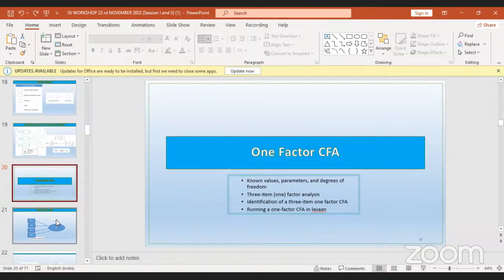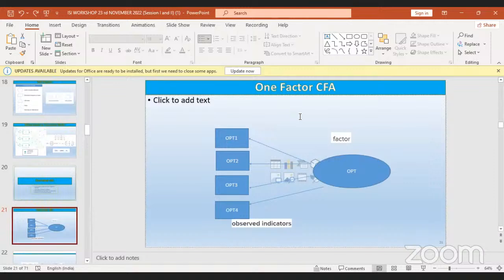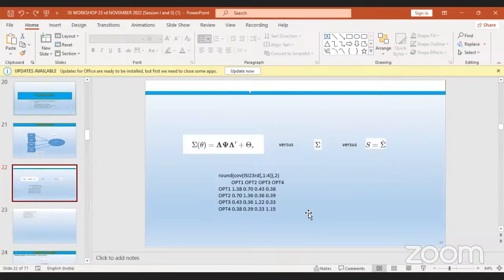Now, we will go for one factor confirmatory factor analysis. Now, as we know, for the latent factor optimism, we have 4 indicator variables or observed indicators known as optimism 1, 2, 3, and 4. As I have shown you the questionnaire before, we have 4 questions for this latent factor optimism. So this is one factor confirmatory factor analysis. Now, this is the R code for detecting the covariance.